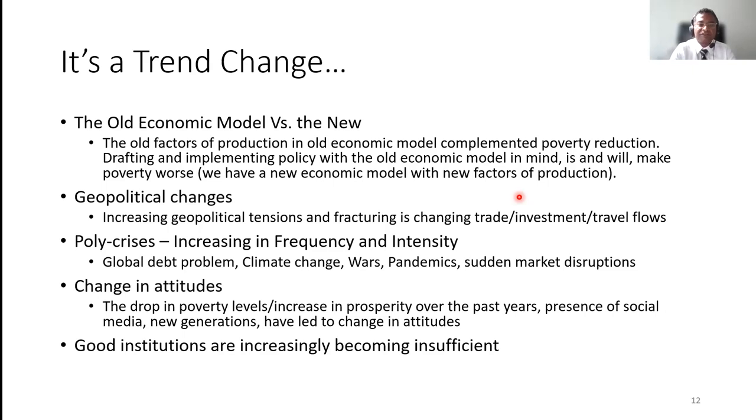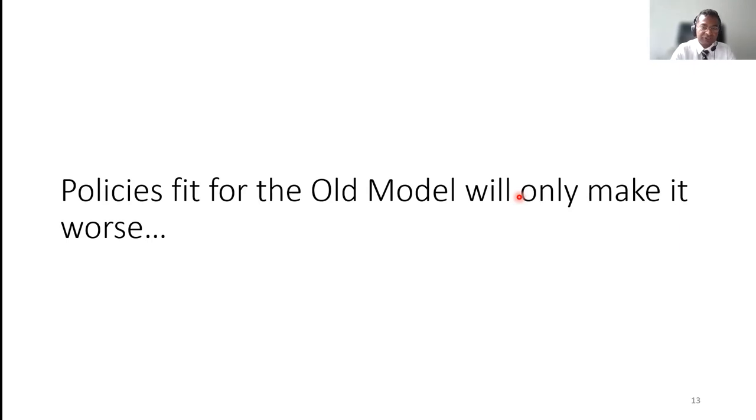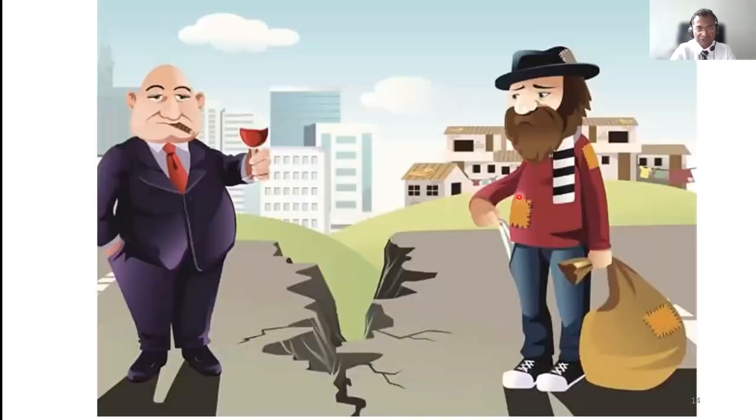There's less talk of poverty, and there's a lot of misconception on supporting the poor and to what level they should be supported, and also a problem of definition of what poverty is, as I explained before. And the sole focus on good institutions is increasingly becoming insufficient. So I'll explain these later. So first, on the model, policies fit for the old model will only make things worse.